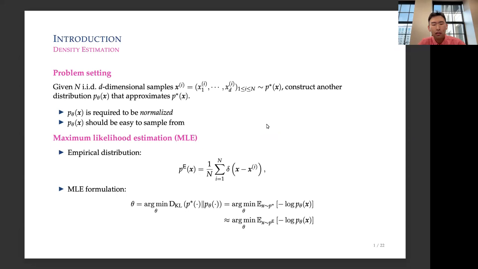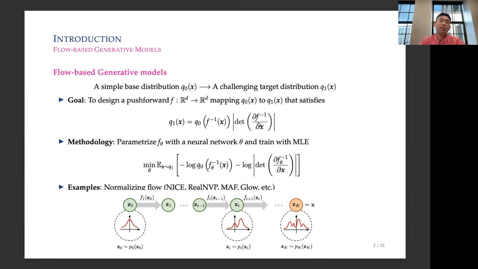Next, let's look at one of the most popular density estimation or generative models in machine learning, especially in the field of computer vision. These are called flow-based generative models. These models aim to transform a simple base distribution Q0 to a more challenging target distribution Q1. The goal is to design a push forward F that maps Q0 to Q1 and satisfies the following change of variable formula.